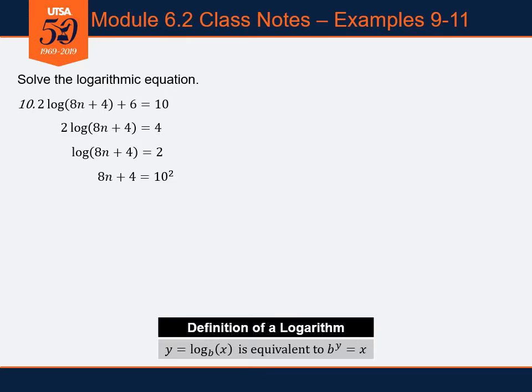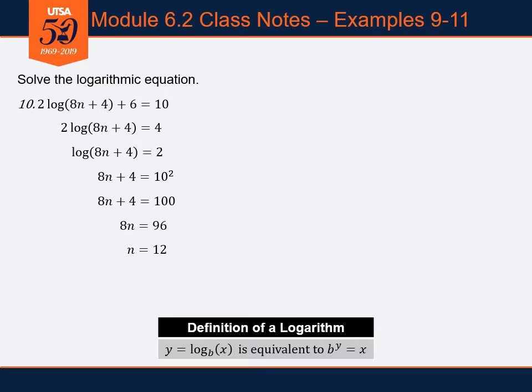Having done that, now it's not too difficult to solve for n, get n by itself. Of course, 10 squared, 10 times 10 is 100. And then let's subtract 4 on both sides. And then divide by 8. And we get n equals 12.